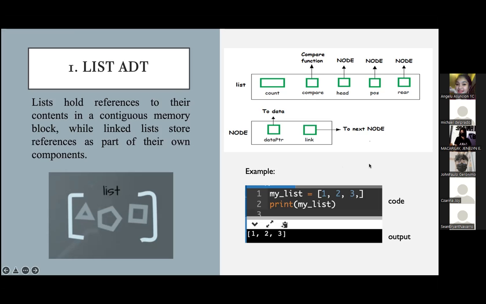Another example, we have here our list. This is a basic example lang. So our list is 1, 2, 3. So if we print our my list, the output will be this: 1, 2, 3.